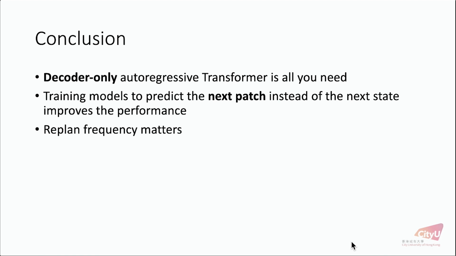In summary, we propose a decoder-only autoregressive transformer for agent simulation, which is simple and parameter efficient. Training the model to predict the next patch instead of the next state enables high-level scene understanding and long-range interaction reasoning in space and time, thereby improving the realism of simulation. During inference, the frequency of conducting next patch prediction also matters. Thank you for listening.